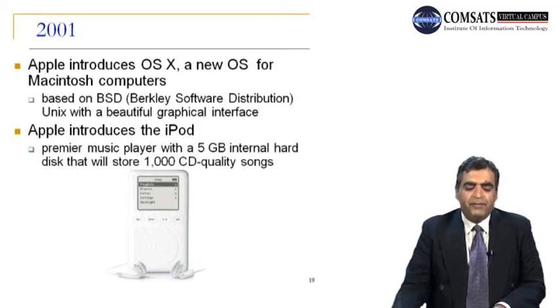The same year, for the youths, Apple introduces the iPod. It was a premium music player with a 5 GB internal hard disk, and that will store 1000 CD quality songs. In the figure you can see the iPod with its very nice interface. You can have the playlist, you can browse, you can have the extras, you can have the settings, you have the backlight, and you can store MP3 and other format quality songs here.